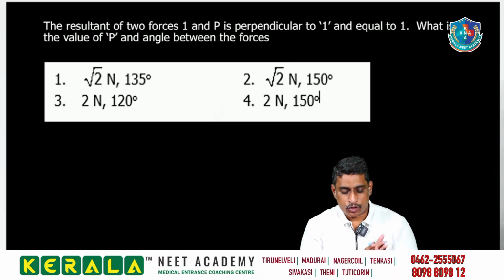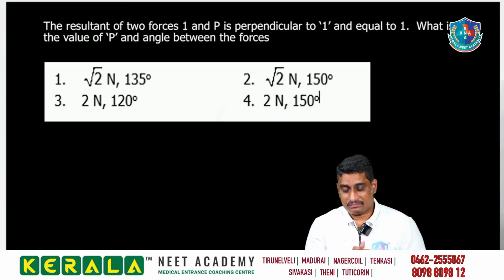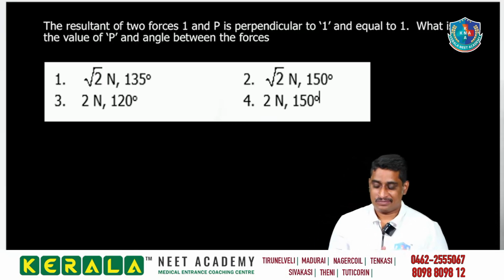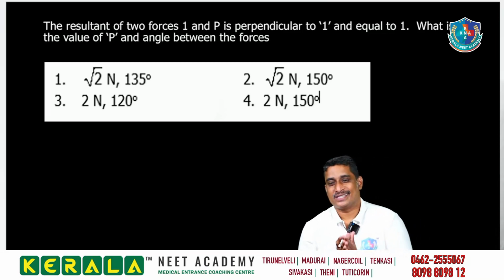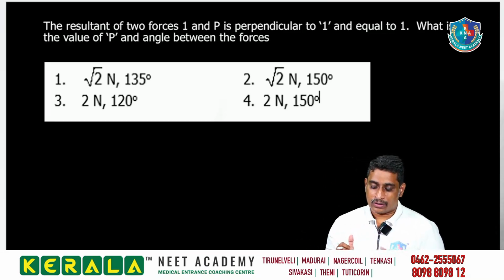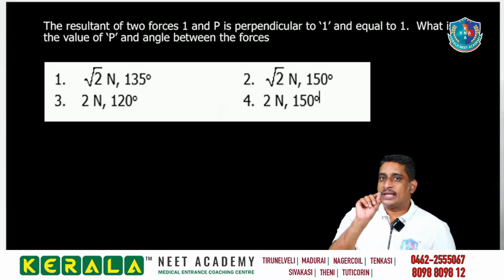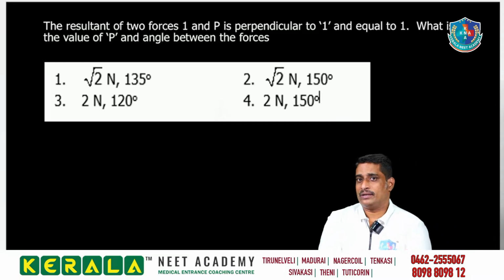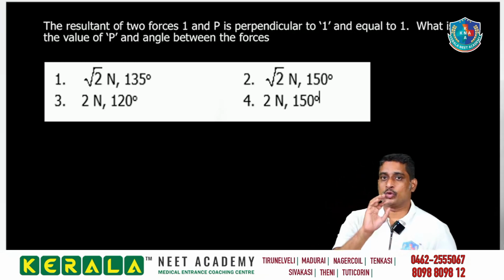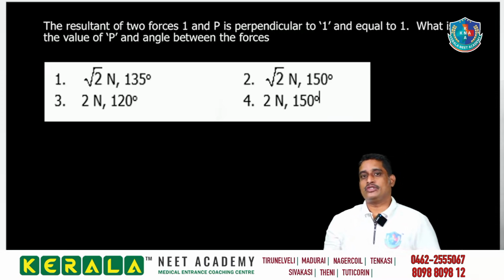The resultant of two forces of magnitudes 1 and p is perpendicular to 1 and equal to 1. What is the value of p and the angle between the forces? Here I would like to convey one important point with this numerical. Whenever the resultant is perpendicular to one of the vectors, definitely the angle between the vectors should be more than 90 degrees. This is a very important point which must be remembered.